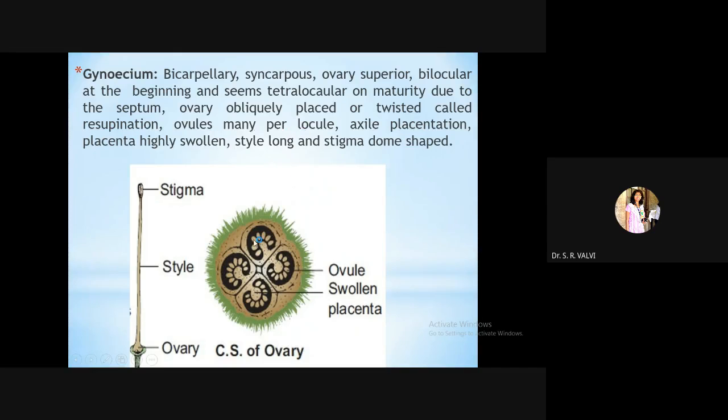Ovules many per locule. Yes, ovules are many. They show axile placentation, and the placenta is highly swollen. See here in the middle, see the cursor. Here it is actually swollen, and the style is very long, and the stigma is dome shaped.